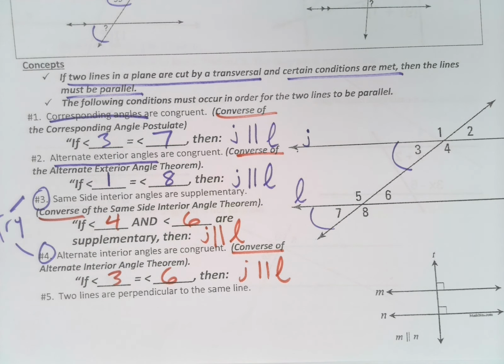So that's why we use converse here, because if we're trying to prove that lines are parallel, we got to flip things around.